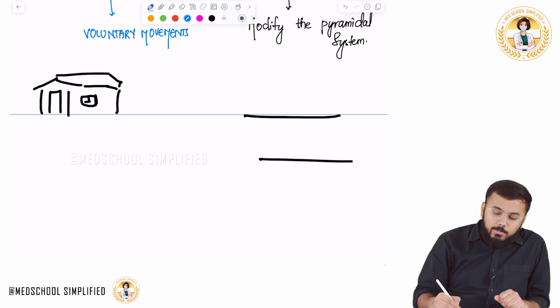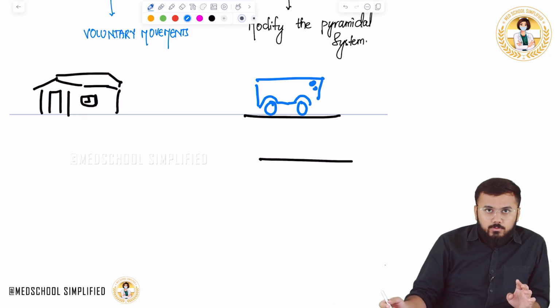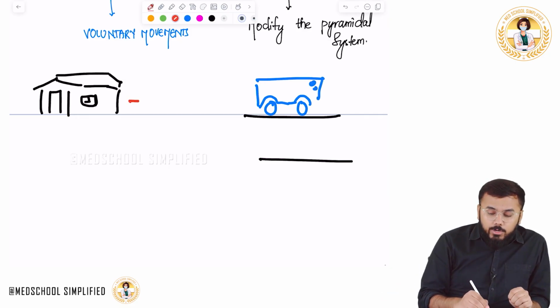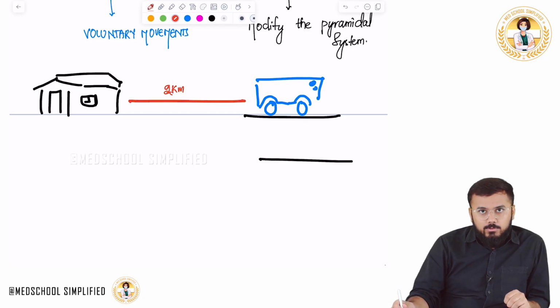And this is the place where your school bus comes all the time. So this is the school bus over here. Now, what did I tell you? It would take around how much time? It is around 1 to 2 kilometers to reach the road where you get your school bus.